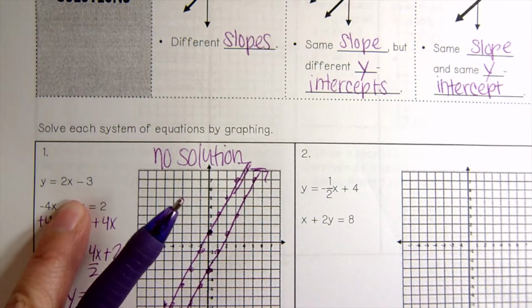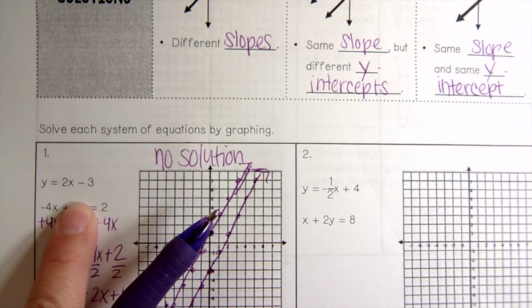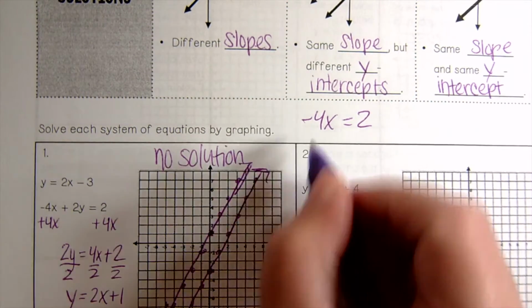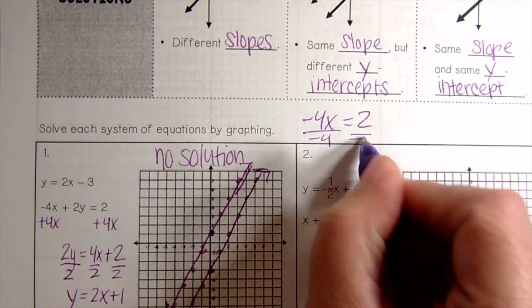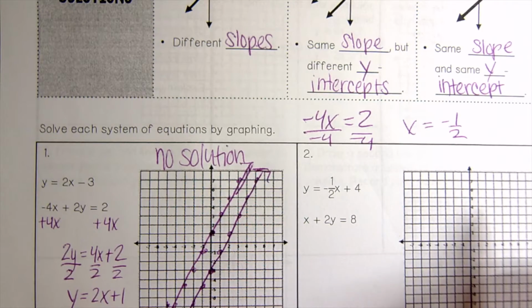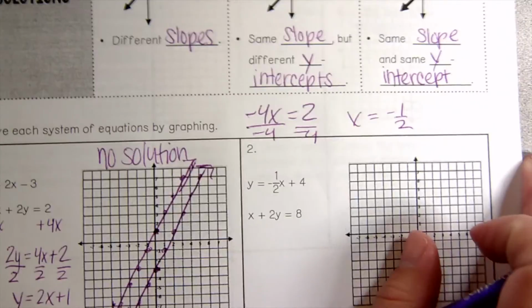If you cover up y, what is the x-intercept? 2. 1/2. 4 divided by 2. 2 divided by 4. Huh? If you solve negative 4x equals 2, you would have to divide both sides by negative 4, which would be negative 1/2. Oh. Thank you.